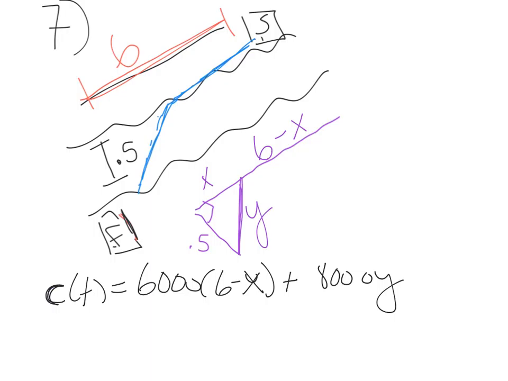Okay. Then you need another equation relating x and y. y plus 6 minus x equals 0.25. And then you plug it in. y squared equals 1/4 plus x squared.